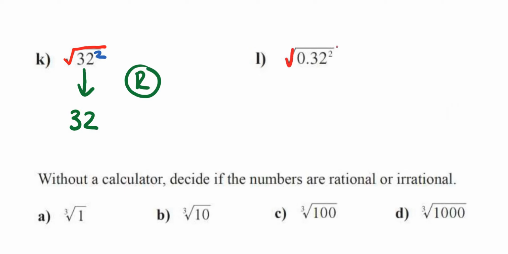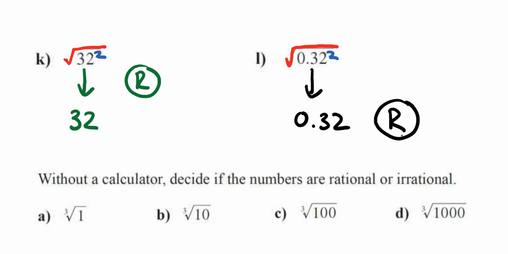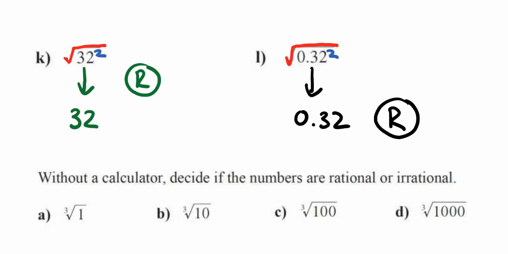If you're taking the square root of a number that has a power of 2, the square root and the power 2 cancel off, and you're just left with the inside number, which is 0.32. And this is a nice number here because the decimals terminate, so this is a rational number. Great. Okay, let's move on to the next question here.